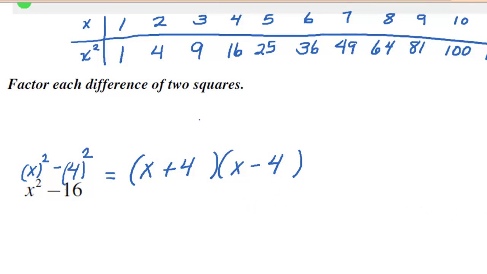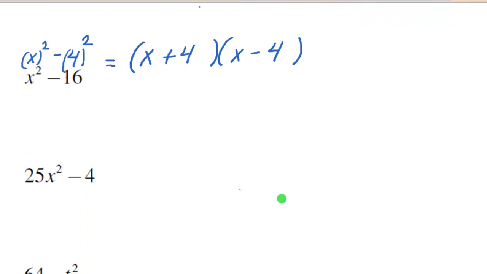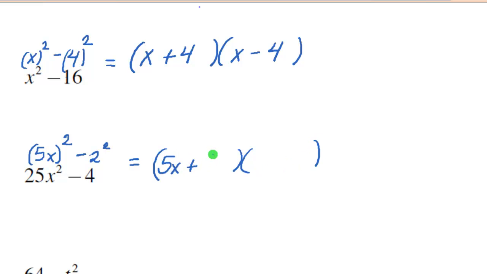Okay, let's try another one. This one says 25x squared minus 4. Again, it's a binomial with two terms. It's a difference because you have the subtraction. 4 we know is 2 squared, and 25 is 5 squared. And we know that x squared is a perfect square. So this is 5x squared minus 2 squared. So your two parentheses, and here you're going to write 5x plus 2 and 5x minus 2.